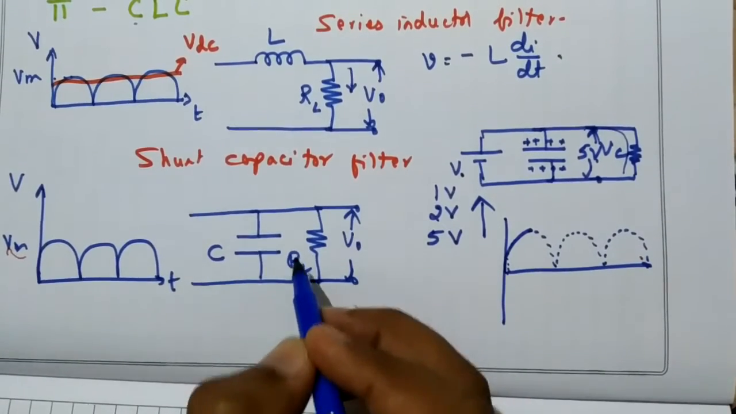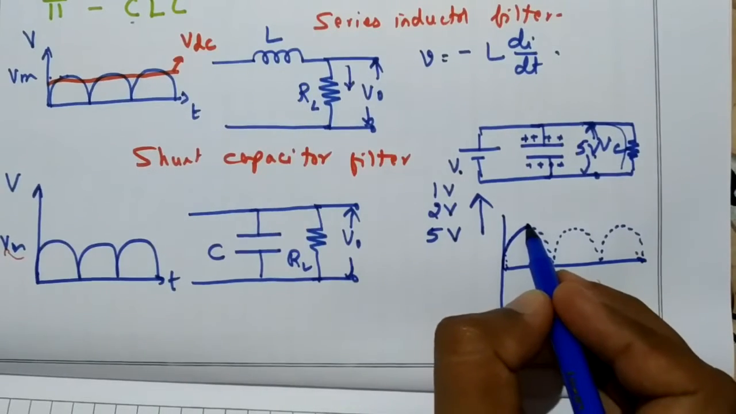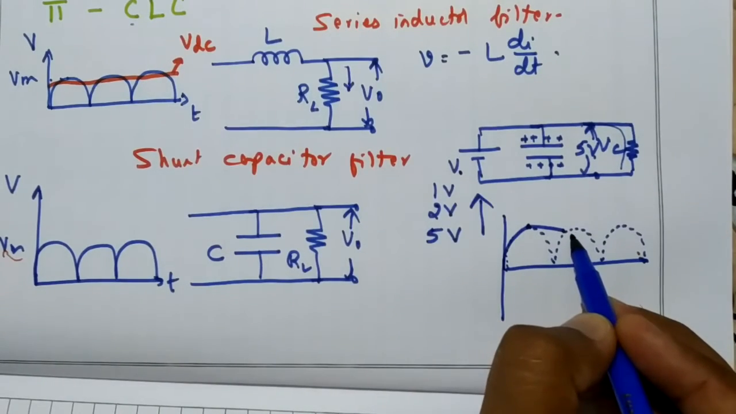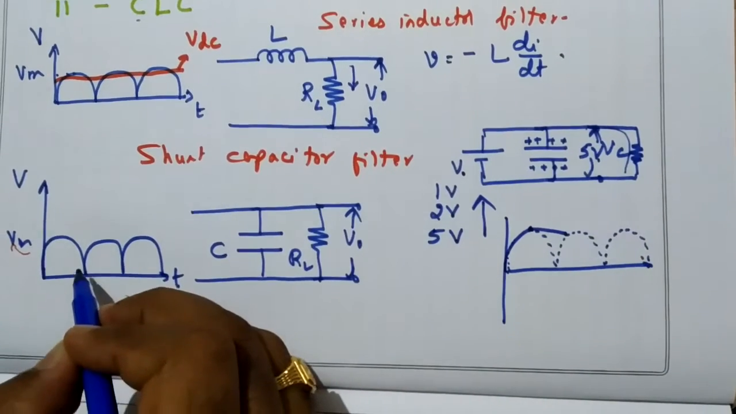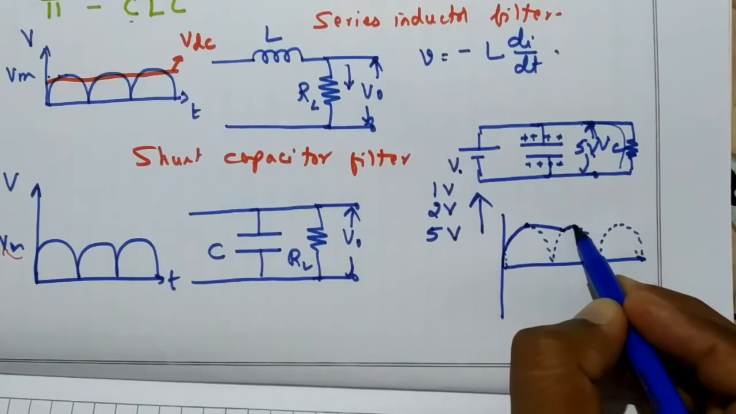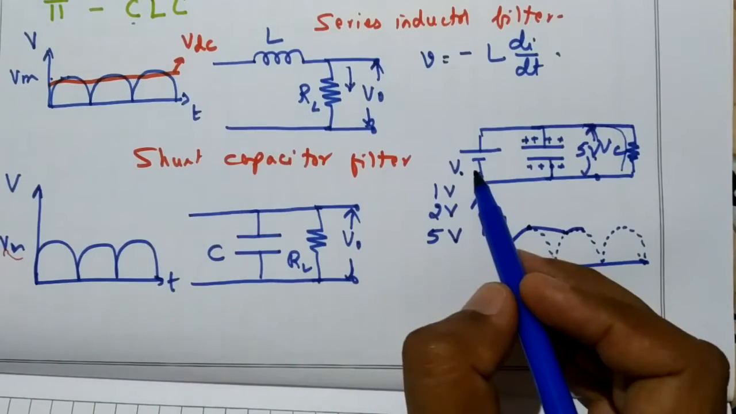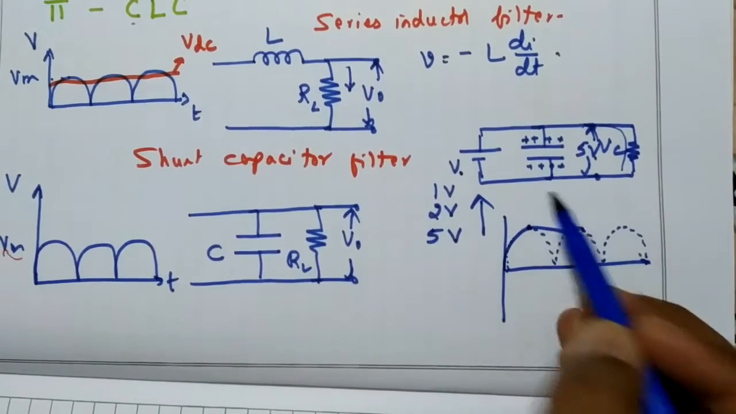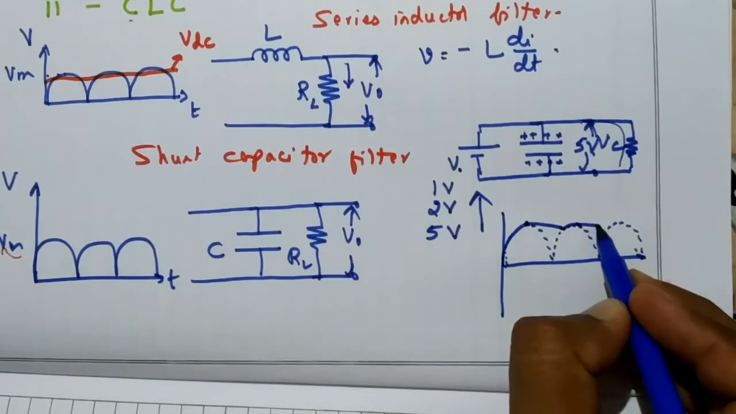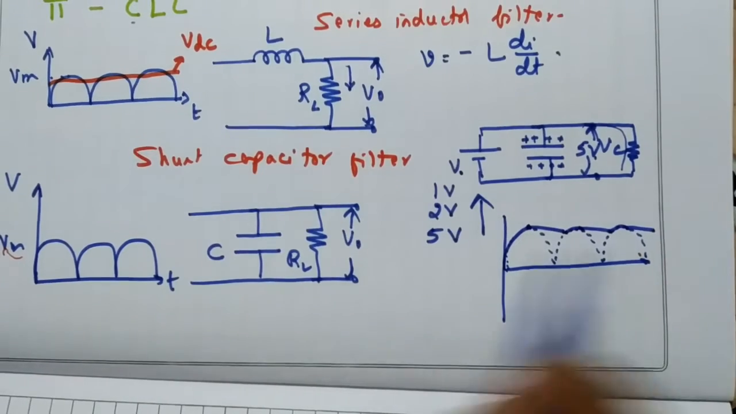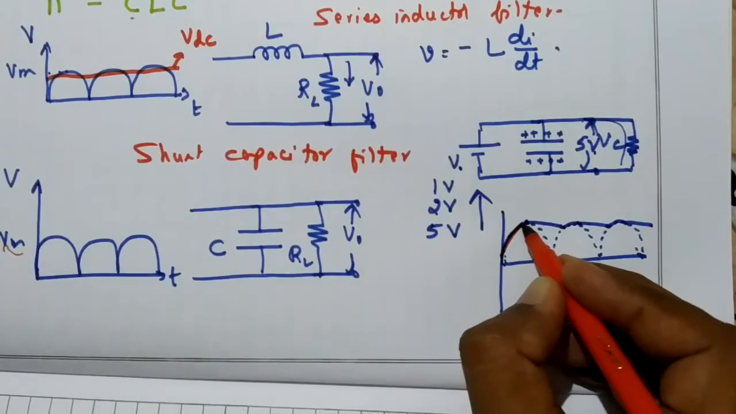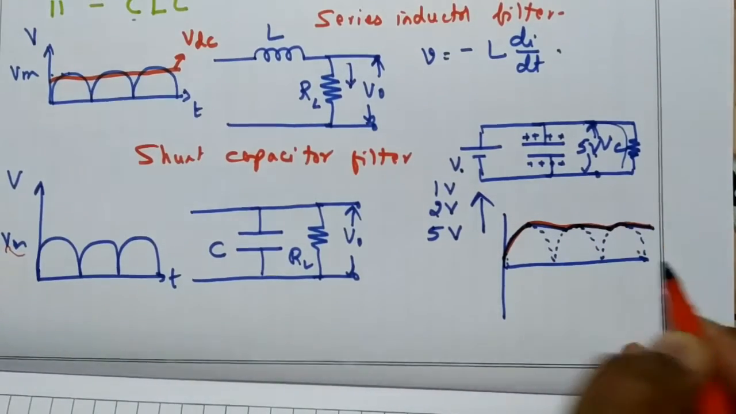If RL is very large, then the capacitor will slowly discharge. When it is discharging, the second pulse of the pulsating DC comes and it will charge the capacitor. See, when the input voltage is more than the voltage across the capacitor, the capacitor will charge. So it will charge again. Again it will discharge. Again it will charge. So altogether you get a voltage like this, almost a constant.